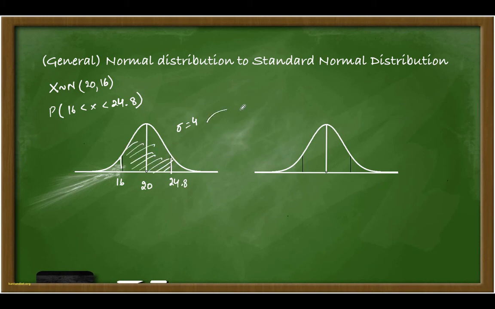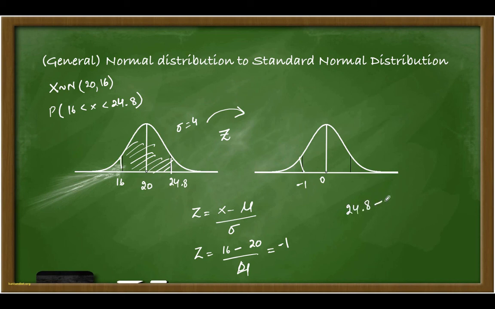So to find out this probability, we will transform this normal variable to standard normal z. So we will use the formula that is z equals x minus mean divided by standard deviation. So z equals, the first x value is 16, minus 20 divided by 4. So that is minus 1, and the other value will be 24.8 minus mean, that is 20, divided by standard deviation, that is 4.